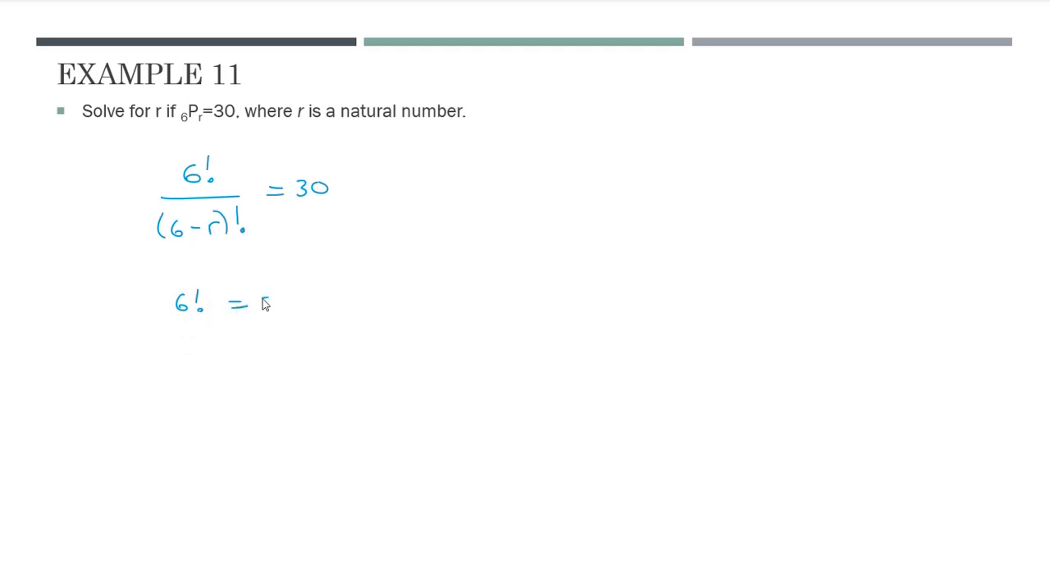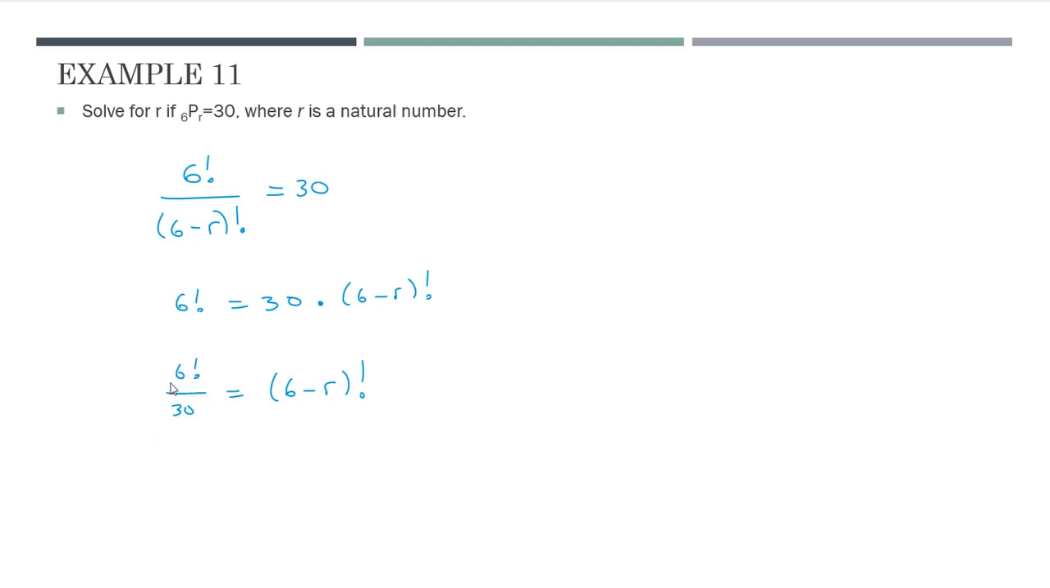So then I'm left with 30 times 6 minus r factorial. I'll divide both sides by 30. So then we're left with 6 minus r factorial equals, now I'll do this division, 6 factorial divided by 30.